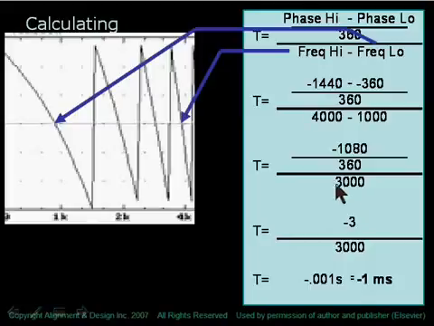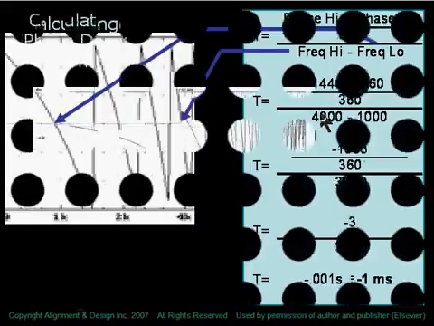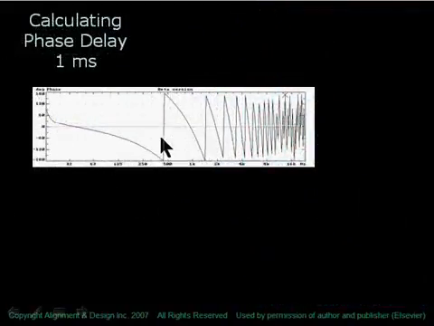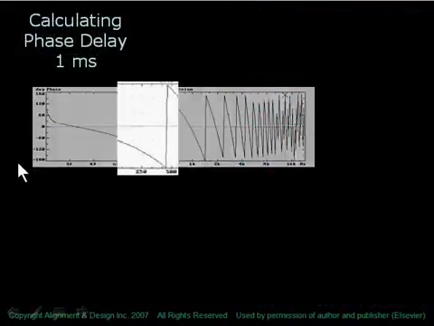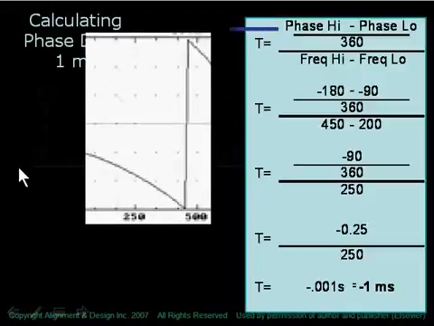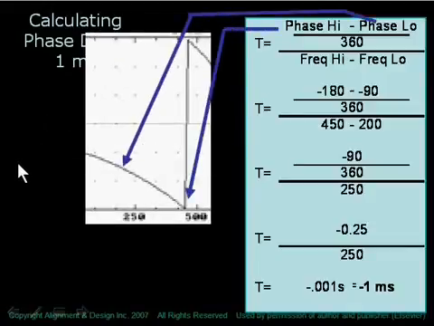What's revealed here is the rate of change of the phase spiral. For every 1000 Hertz of change in frequency, there is a phase shift of 360 degrees. We're going to look at one more frequency range to show the fact that it's not required for us to make a complete turn of the phase cycle to find out what the delay is.